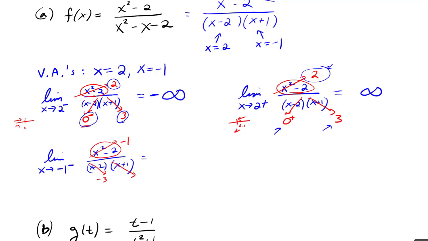X plus 1 goes to 0, but remember, we're approaching -1 from the left. So this would be like -1.1, say, as you're getting to -1 from the left. So I'm going to have a little bit of negative left over, because say -1.1 plus 1 leaves me a -0.1, and even -0.01 when I get that. It's always going to be a little negative.